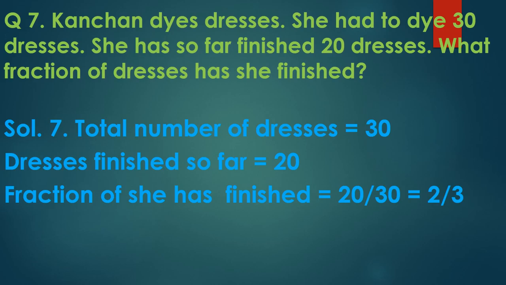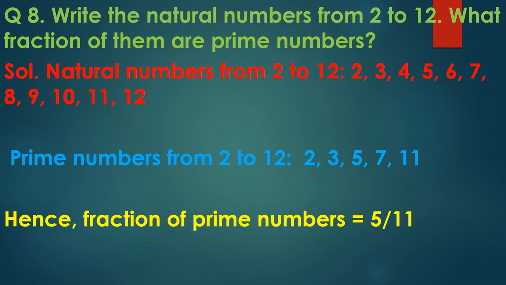Next, the 7th question is, Kanchan dyed dresses. She had to dye 30 dresses. This is her target, and so far she has finished 20 dresses. What fraction of dresses has she finished? Total number of dresses she has to dye is 30. Number of dresses she has finished so far is 20. So the fraction of finished dresses is 20 upon 30. When we convert into simplest form, we will get 2 upon 3.